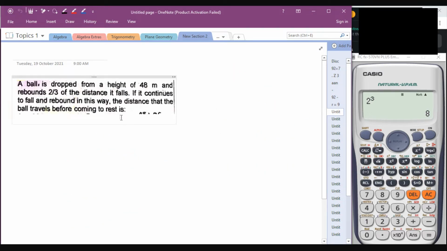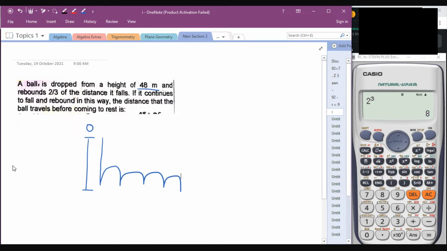Next, a ball is dropped from a height of 48 meters. So, nandito yung height niya. Yung bola, da-drop mo yan, and it rebounds 2/3 of the distance it falls. So, bababa yung bola dyan, tapos mag-rebound siya ng 2/3 and 2/3 and so on. If it continues to fall and rebound on its way, what is the distance that the ball travels before coming to rest?